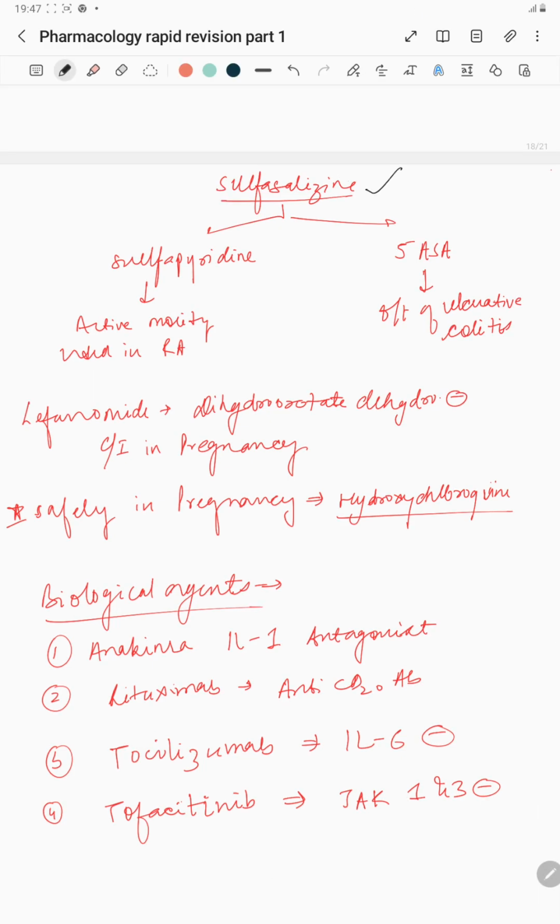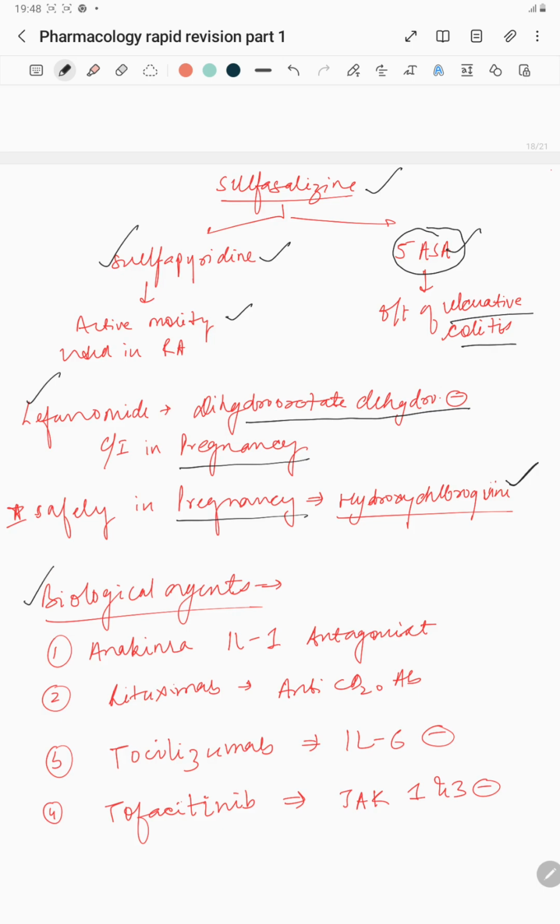Important drug for rheumatoid arthritis includes sulfasalazine, which has two components, sulfapyridine and 5-ASA. The 5-aminosalicylic acid derivative is used for ulcerative colitis, and sulfapyridine is the active moiety used in rheumatoid arthritis. Leflunomide is a drug which is a dihydroorotate dehydrogenase inhibitor. It is contraindicated in pregnancy. The safest drug which can be given in pregnancy for rheumatoid arthritis is hydroxychloroquine.